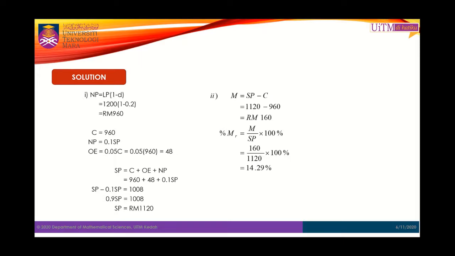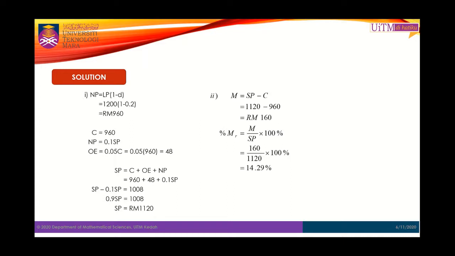Once you have this value, to find the markup rate based on the selling price, you take the markup value that you have just found divided by the selling price. Why divide by the selling price? Because you want the markup rate to be based on the selling price. And then you multiply by 100% to convert it into a percentage. Finally, once you have substituted the correct values and calculated, you have the markup rate based on the selling price to be approximately 14.29%. So that completes our solution for the second example.